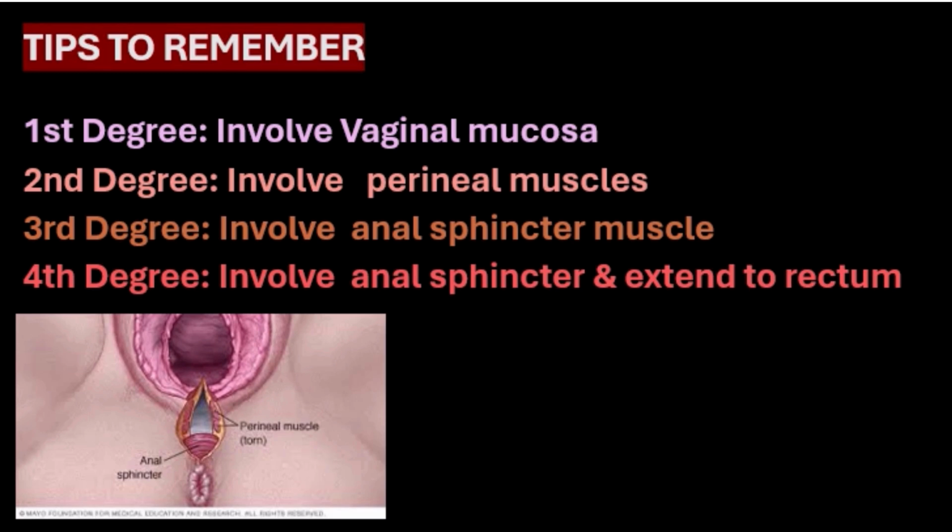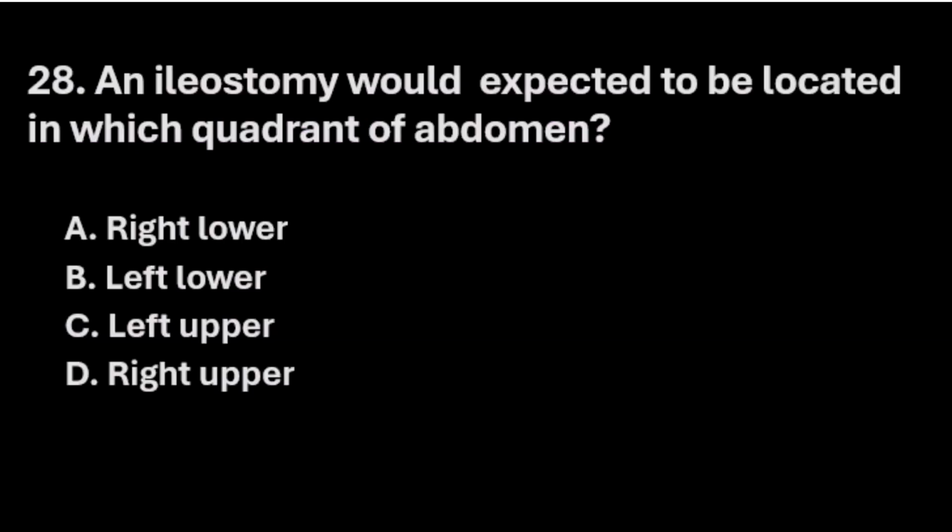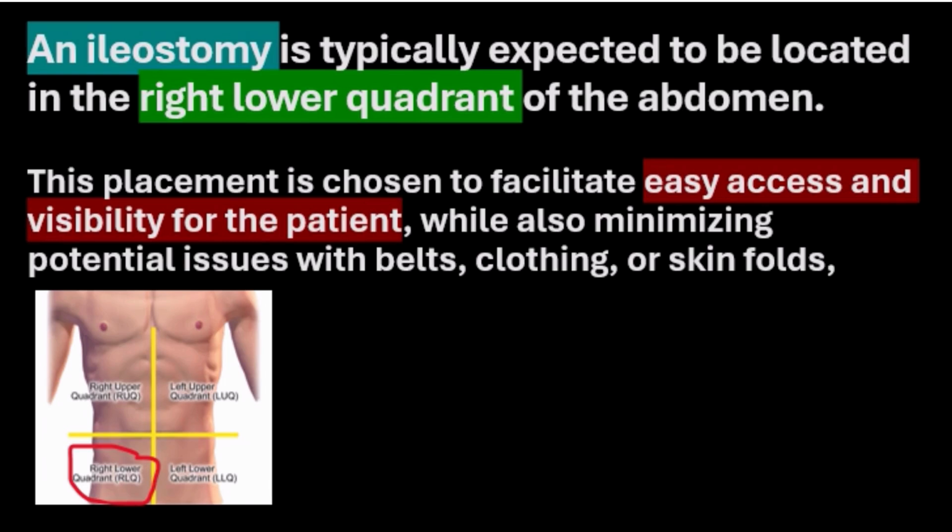anatomy. Next question: an ileostomy would be expected to be located in which quadrant of the abdomen? Option A, right lower, option B, left lower, option C, left upper, option D, right upper. The right answer here is option A, right lower.